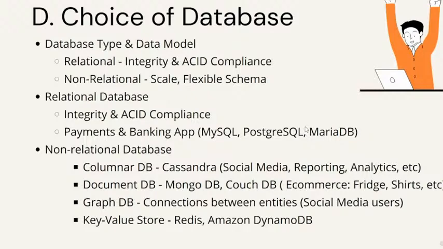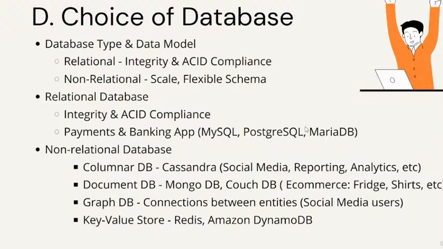Next is non-relational databases. Use non-relational databases when you're looking for high scalability and when you want to have your schema, which is flexible. There are four different types of non-relational databases. One is columnar database. A good example of this is Cassandra. You use columnar database if you are building a reporting app, analytics app, or a social media network.